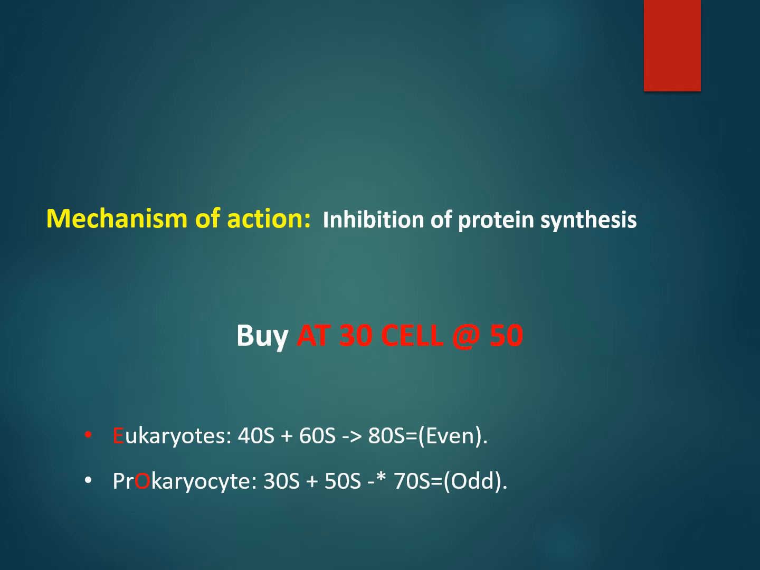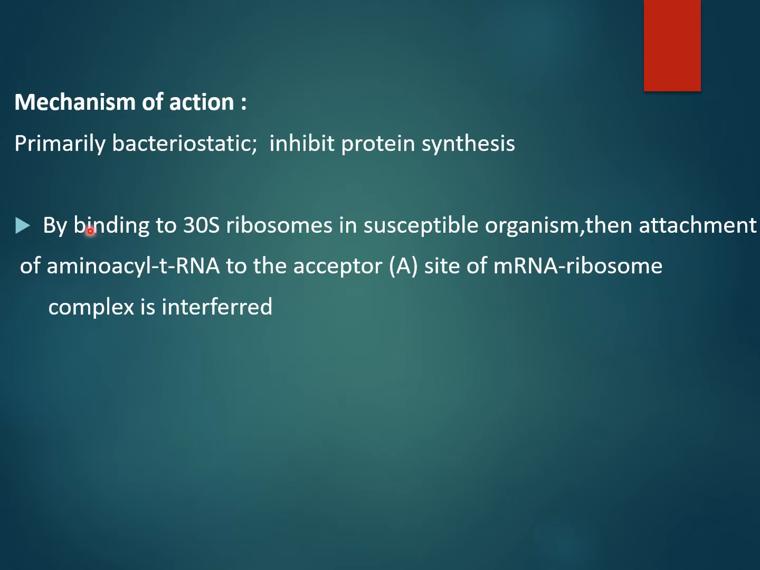How are they going to inhibit protein synthesis? Tetracyclines are mainly bacteriostatic drugs. Most antibiotics are either bacteriostatic or bactericidal. Bactericidal means they kill the bacteria. Bacteriostatic drugs inhibit the replication and growth of the bacteria. And I already told you these tetracyclines inhibit protein synthesis.